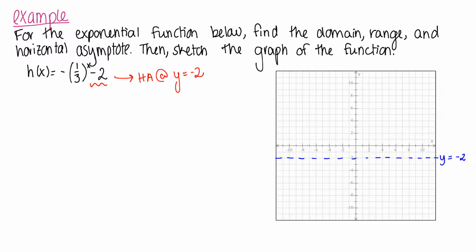And this negative out front tells me that my graph is going to be below the horizontal asymptote.